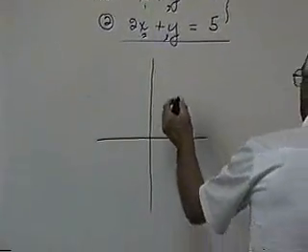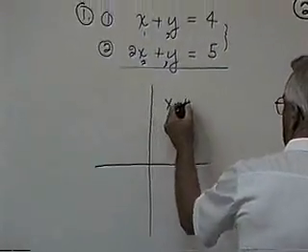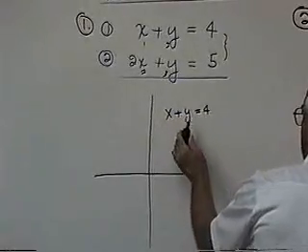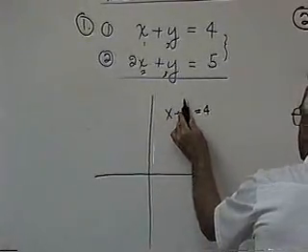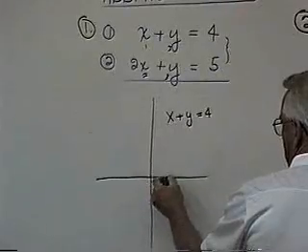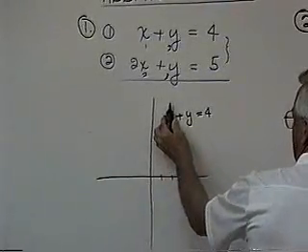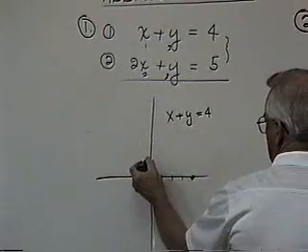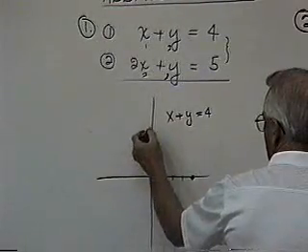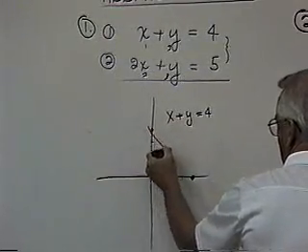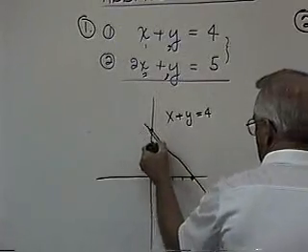Now if I'm going to graph x plus y equals 4, put your hand over the y, and that says x equals 4. So 1, 2, 3, 4. Put your hand over the x, and y is 4. So it's 1, 2, 3, 4. And so we draw the line between those.